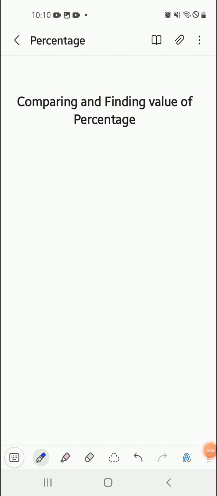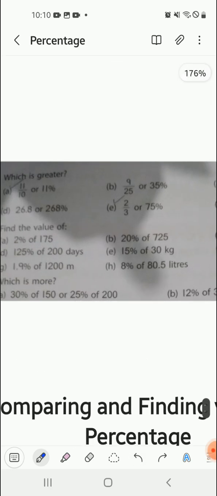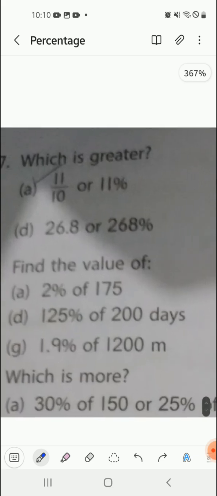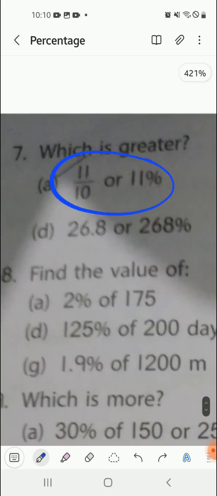Today we are going to find the values of percentage and learn how to compare percentages. We're given a question: which is greater, 11 by 10 or 11%? One number is given in fraction form and another is given in percentage form.